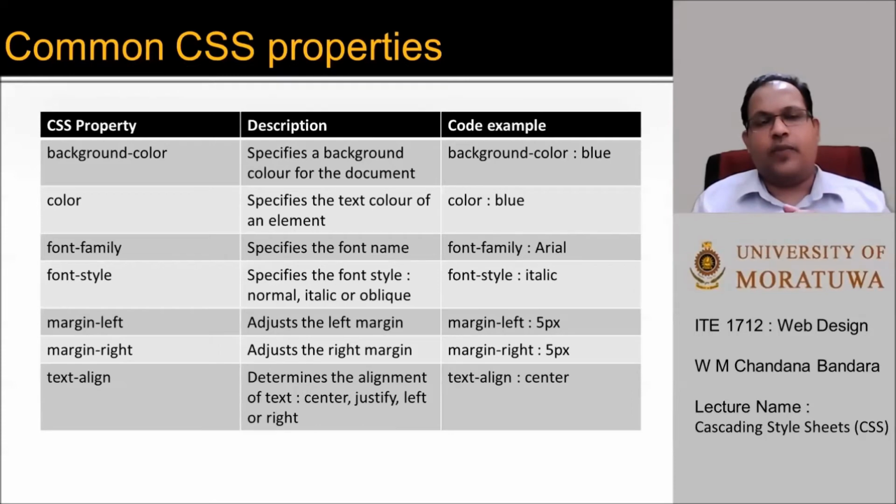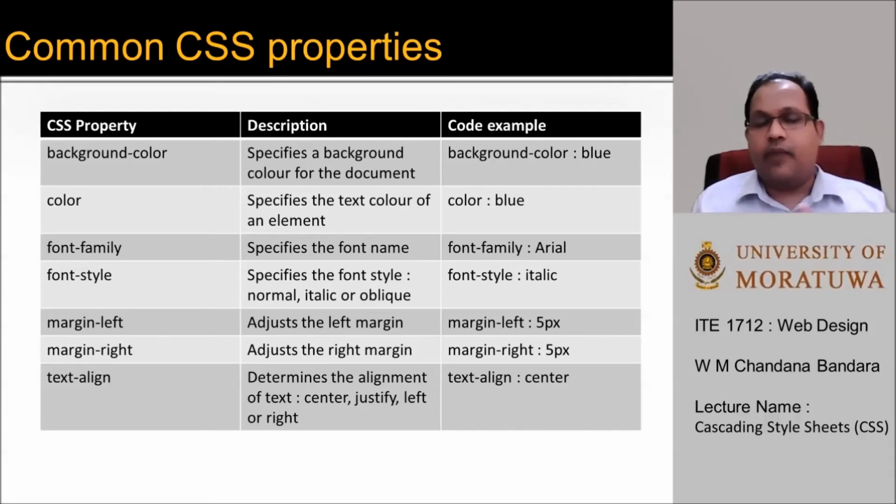Let's take a look at common CSS properties. Background color: we can change the background color of text, a div element, a paragraph, and so on. Color, we already did: make the color of a text element red, or any other color. Font family: there are different font families available, for example Arial or sans serif. There are standard fonts as well as non-standard fonts that you can apply. Font style: we can make them italic, bold, etc.